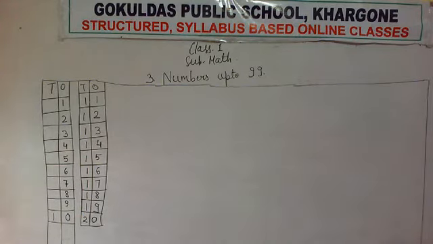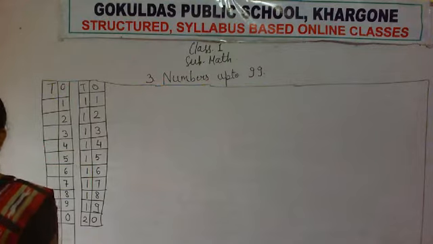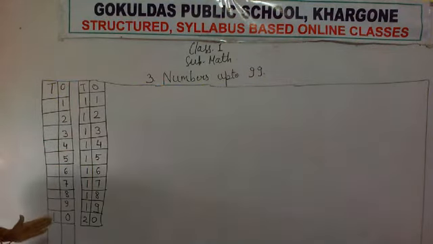I hope all of you are writing with me. Are you copying from the board? All of you are writing with me? Very good. Write fast, because you know how to write the counting numbers 1 to 100. All of you know, so write fast.